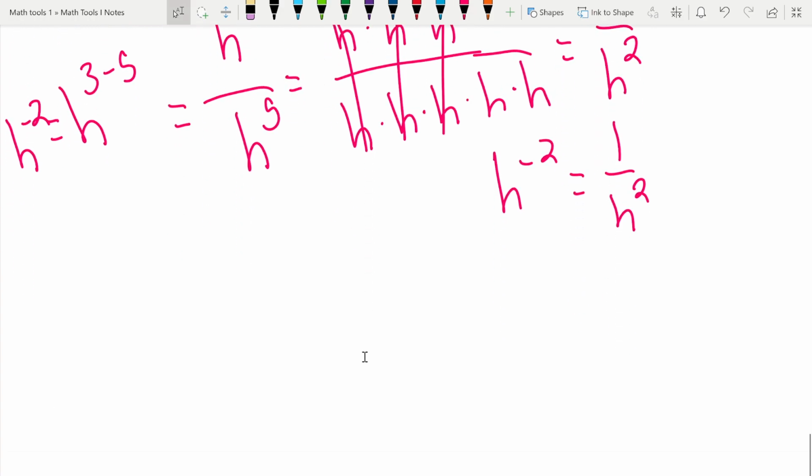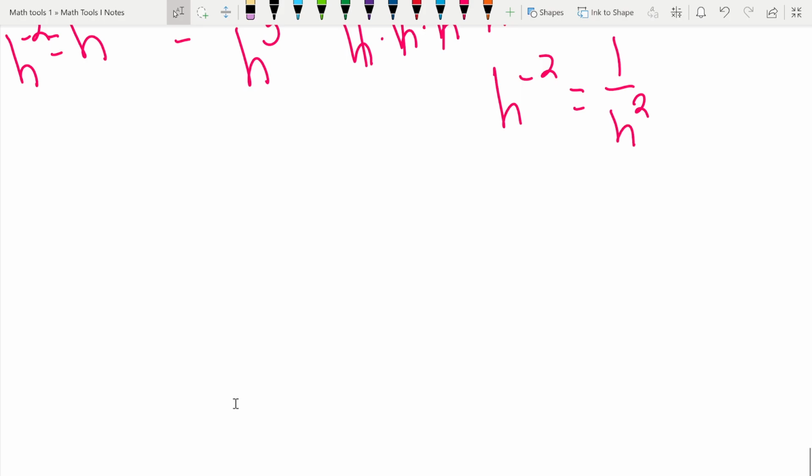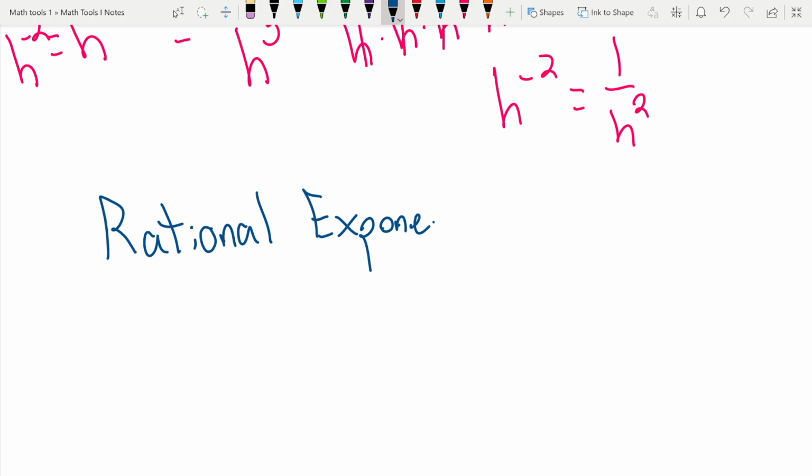And then last but not least, we have the rational exponents. We just saw negative exponents, we saw 0 exponents, we've seen whole number exponents. What about rational exponents, meaning that there is a fraction in the exponent? These are actually defined as roots, things like the square root and the cube root and the 4th root, etc. These are the same thing as rational exponents.